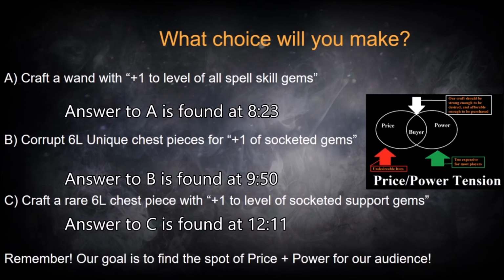We've got 3 options to choose from as we are crafting in this hypothetical league. First off, we could craft a wand with +1 to level of all spell skill gems. Secondly, we could corrupt a unique chest piece for +1 to level of socketed gems. Or option C, thirdly, we could craft a rare 6-link chest piece with +1 to level of socketed support gems. Keep in mind that price-power tension spectrum that we talked about earlier, that we want to create an item that has both affordable price and sufficient power to attract our buyer.